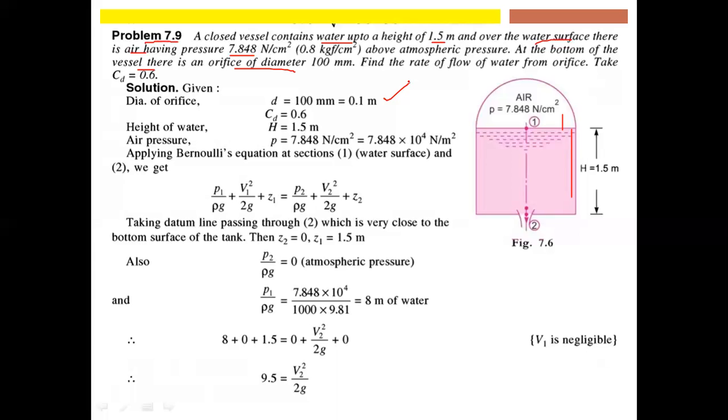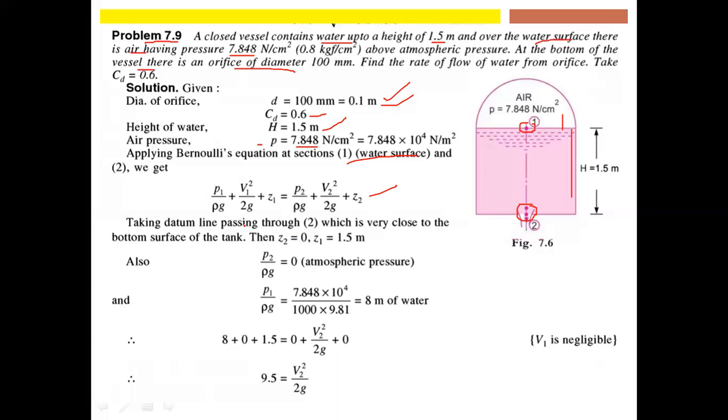Here, the height of water is equal to 1.5 meter. Then the diameter of the orifice is 100 mm, that is 0.1. Then what is the value of CD? 0.6. Now the air pressure P is equal to 7.848, given in the problem. Now applying the Bernoulli's equation at section 1 and section 2. Why? Because the atmospheric level is section 1, and the orifice level is section 2 that we have. Therefore level 1, level 2. Therefore applying the Bernoulli's equation, pressure energy plus kinetic energy plus datum energy 1 is equal to pressure energy plus kinetic energy plus datum energy 2.